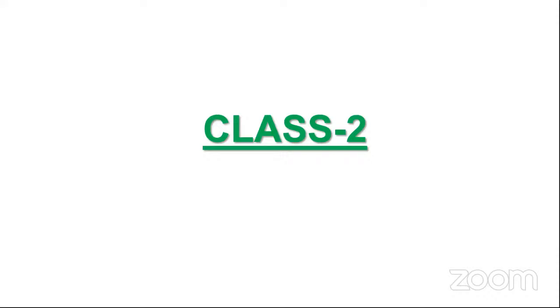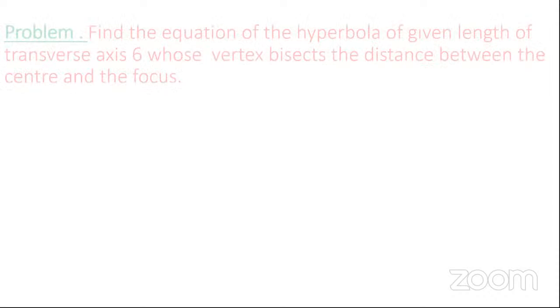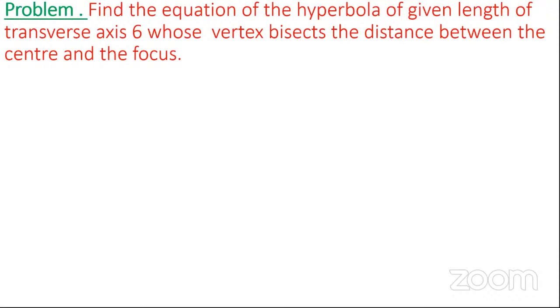So we are going to discuss the second class of hyperbola. In the first class we discussed the definition of the hyperbola and its standard form, the transverse axis and the conjugate axis. In the previous ones, ellipse and parabola, we discussed the major axis and minor axis, but in the hyperbola we discuss the transverse axis and the conjugate axis. Now we have to do some problems on the previous concepts.